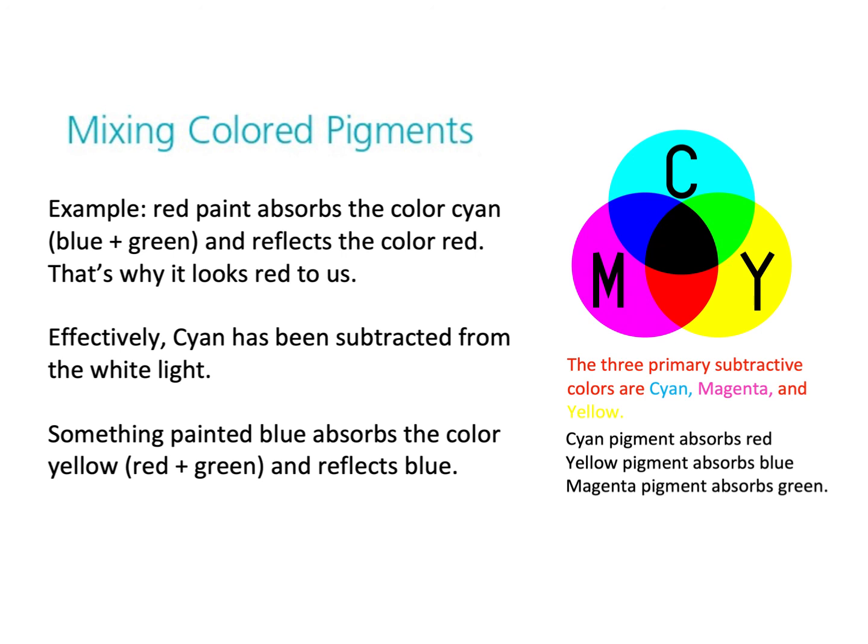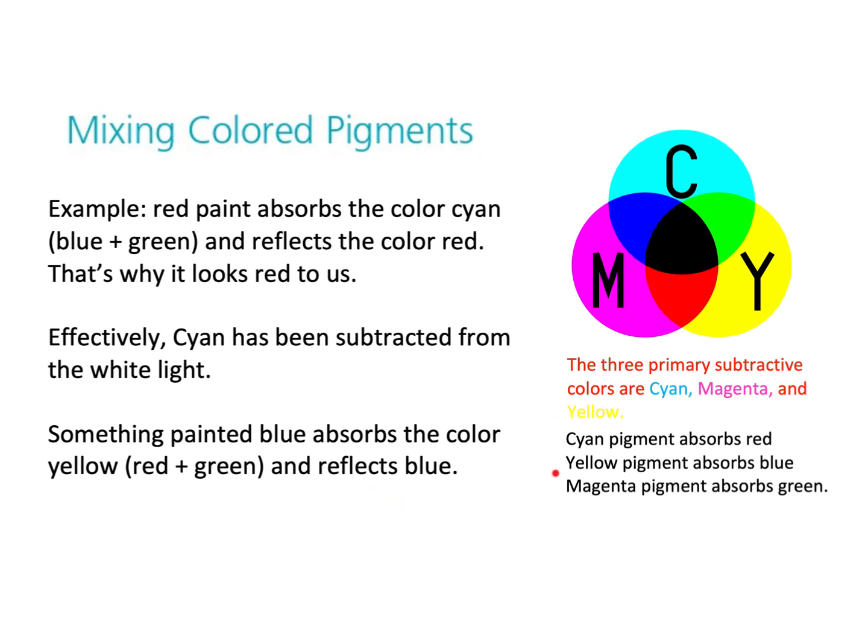The ones for regular light, red, blue, and green, we say those are the additive primary colors because you combine them by adding the colors together. Here, what gets combined are the colors that get subtracted. If you have something, for example, that's painted blue, that paint actually absorbs the other colors, red and green. And we know red and green together, they make yellow. So blue paint absorbs the color yellow, and the blue light is the light that gets reflected.